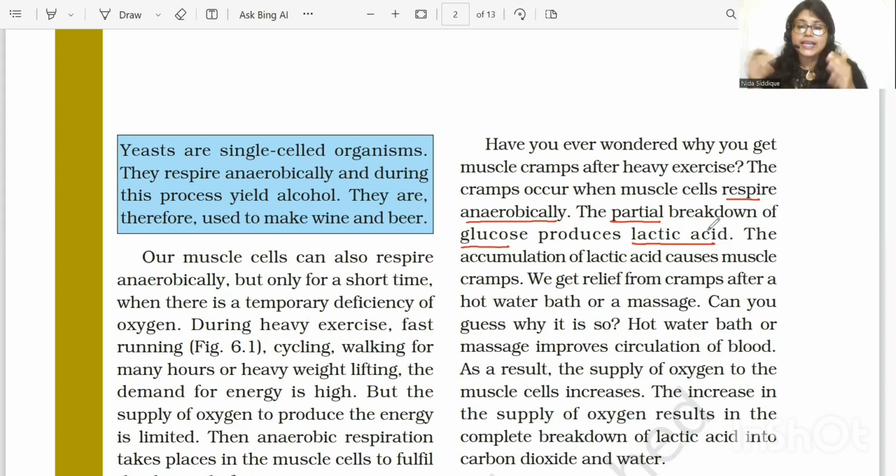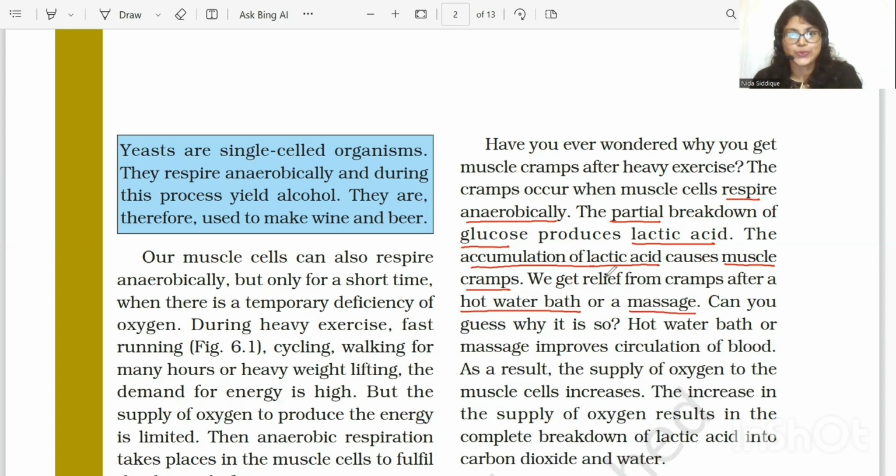अब जब lactic acid हमारे muscle cells में accumulate हो जाता है, ये cause करता है muscle cramps. Okay, accumulation of lactic acid. जब बहुत सारा lactic acid जमा हो जाता है हमारे muscle cells में, this leads to the feeling of muscle cramps. So we get relief from these cramps after we take hot water bath or when we massage that area.